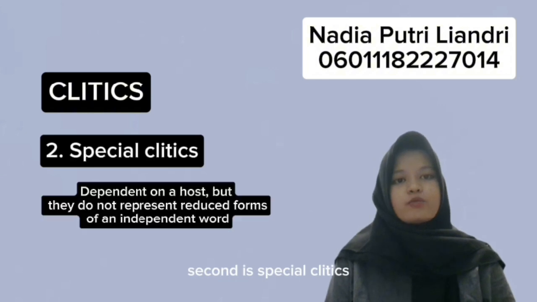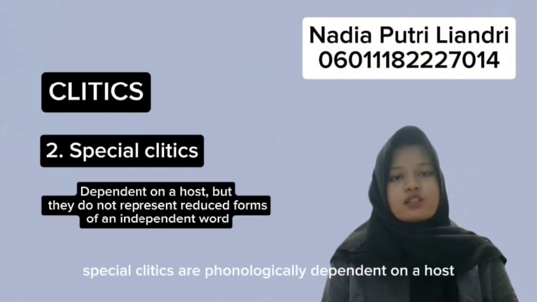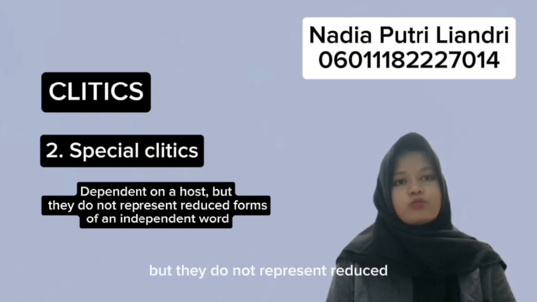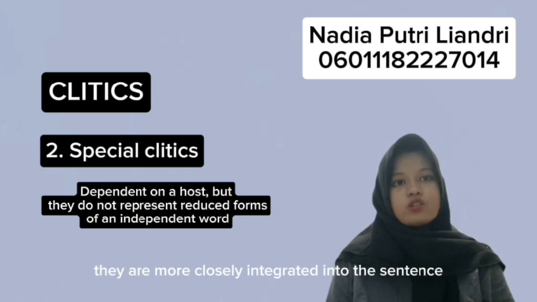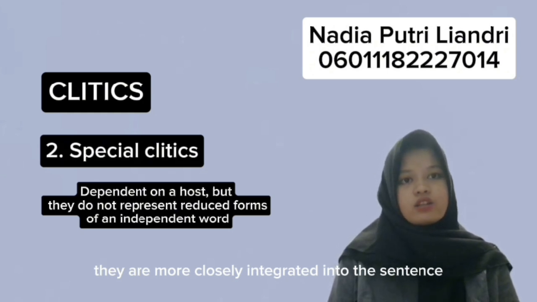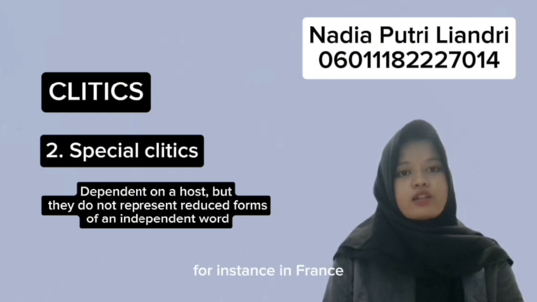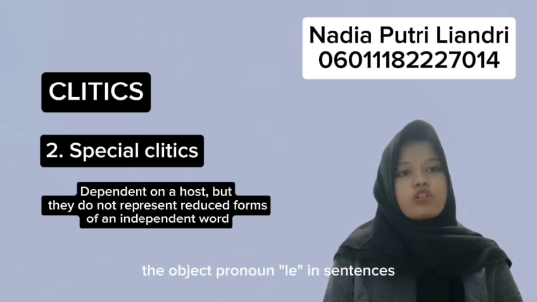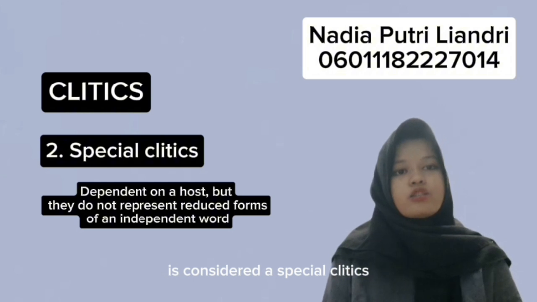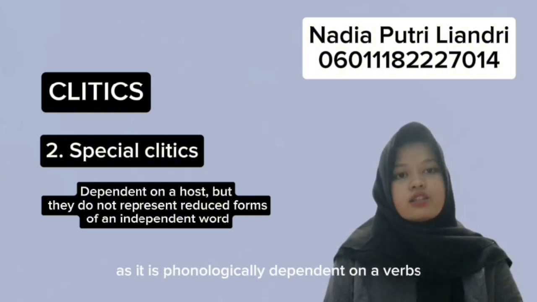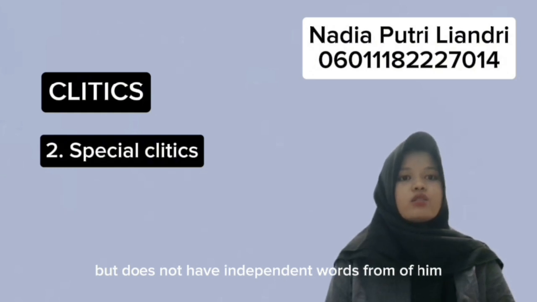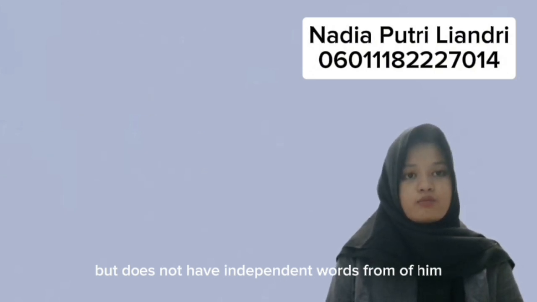Second is special clitics. Special clitics are phonologically dependent on a host, but they do not represent the reduced form of an independent word. Instead, they are more closely integrated into the sentence. For instance, in French, "je le vois," meaning "I see him." The object pronoun "le" in this sentence is considered a special clitic, as it is phonologically dependent on a verb but does not have an independent word form of "him."